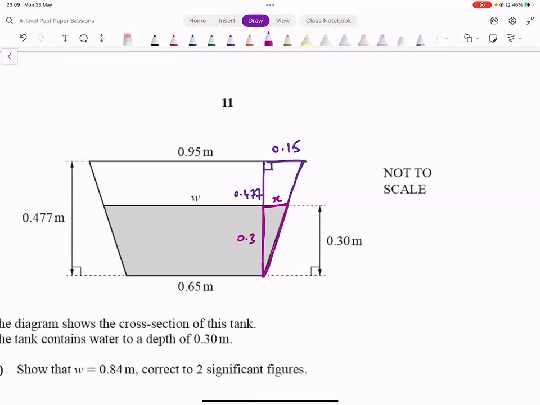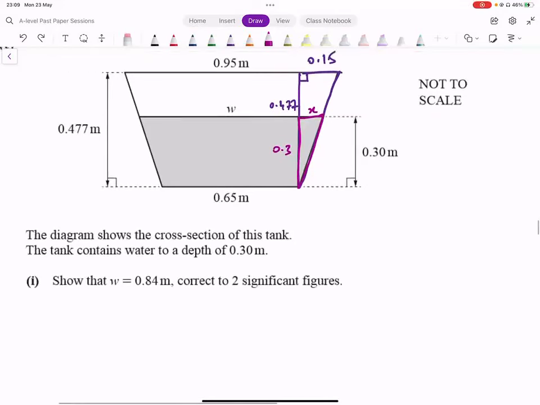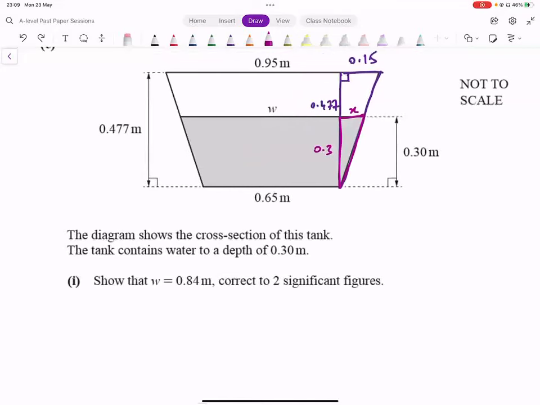हम क्या कर सकते हैं? ये X की value यहाँ से निकाल लेते हैं. Let's do that. So we can just take ratio of corresponding sides. We can say X over 0.15, that should equal 0.3 over 0.477. ठीक है, वो similar figures हैं. हमने ये use कर लिया.